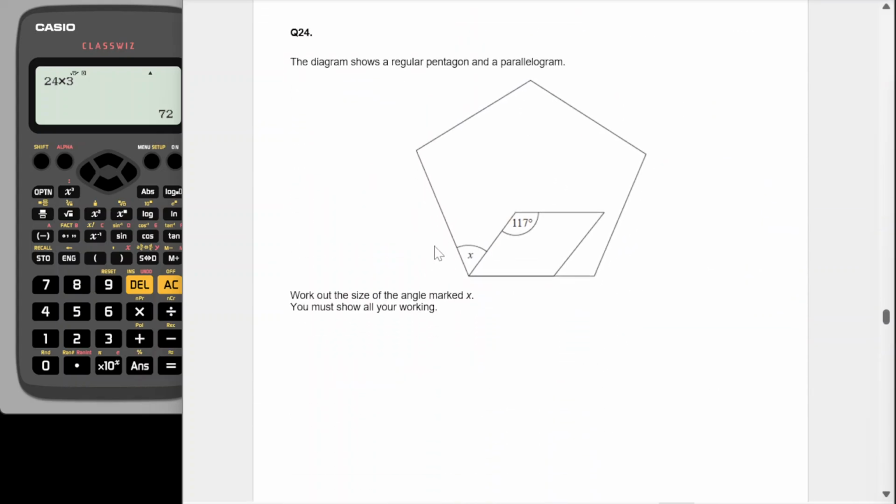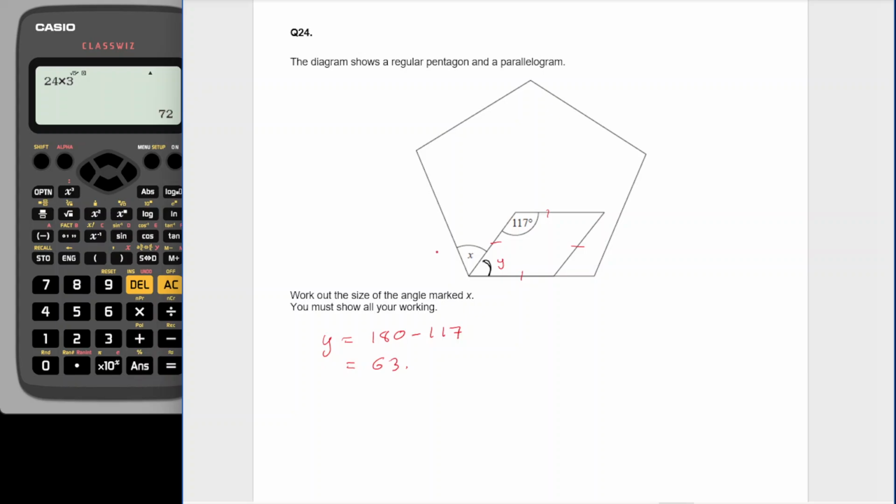Question 24. The diagram shows a regular pentagon and a parallelogram. Work out the size of the angle marked with an X. You must show your working. Okay, so these are supplementary or co-interior angles if it's a parallelogram, so they need to add up to 180. So this angle here I'm going to call Y for now. So Y is going to be equal to 180 minus 117, so that's going to be 63.